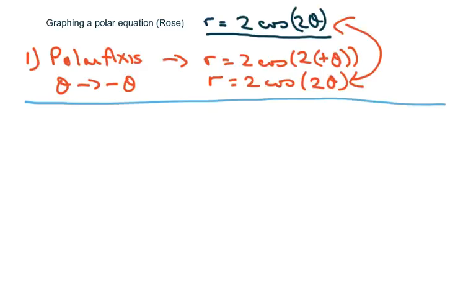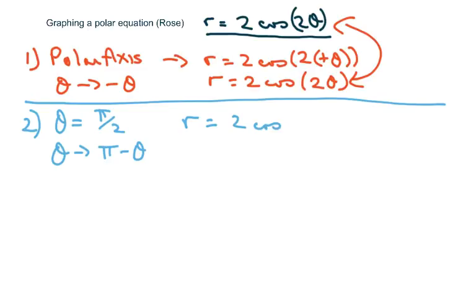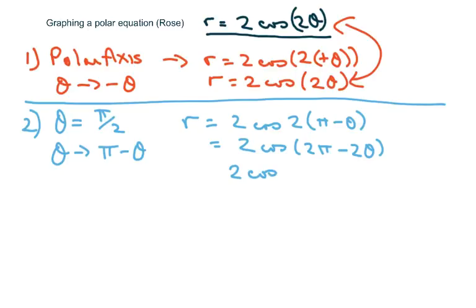Now, for the y-axis, or the line theta equals pi over 2, we're going to replace theta with pi minus theta. So I get r equals 2 cos of 2 times pi minus theta, and this yields 2 cos of 2 pi minus 2 theta. And if you do your sum and difference, well, we're doing the difference identities for cosine, and we get 2 cos of 2 pi cos of 2 theta plus sine 2 pi times sine of 2 theta. This is just 0.